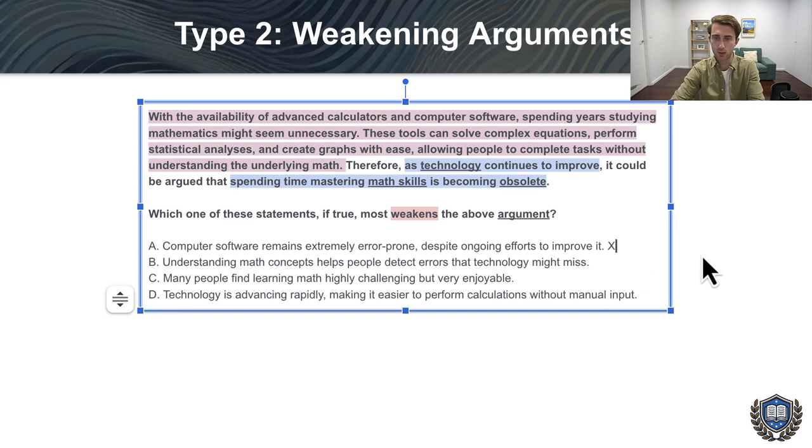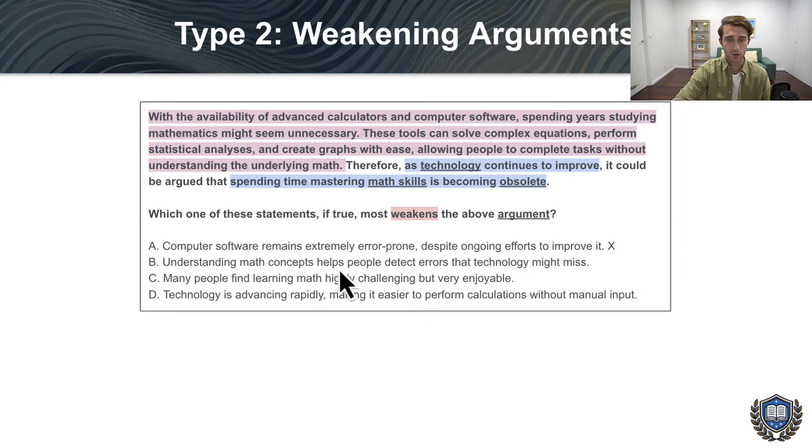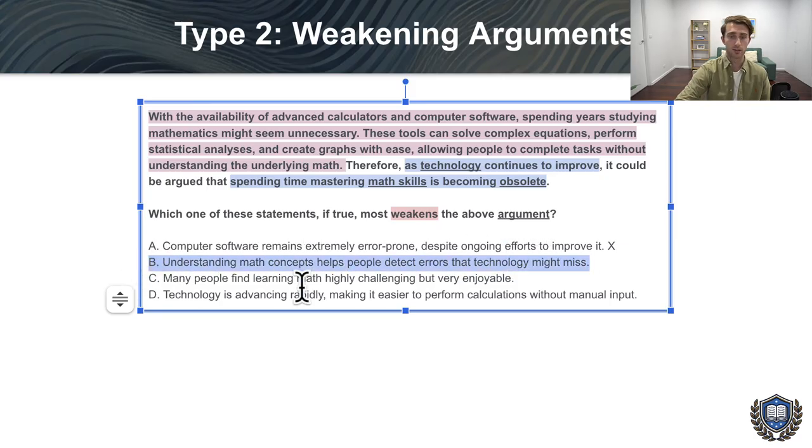It doesn't mention the keyword, so not correct. B, understanding maths concepts. So math concepts is another way of saying math skills, I would say. Helps people detect errors that technology might miss. Now, right away you can see this has a lot of the keywords. It's got math skills in it. It's got technology in it.